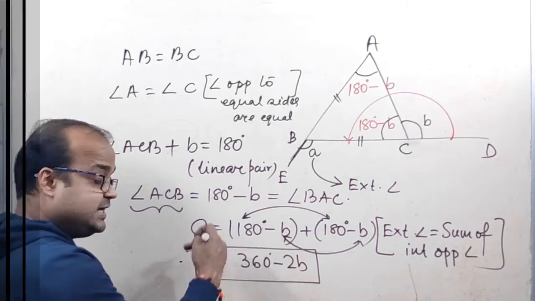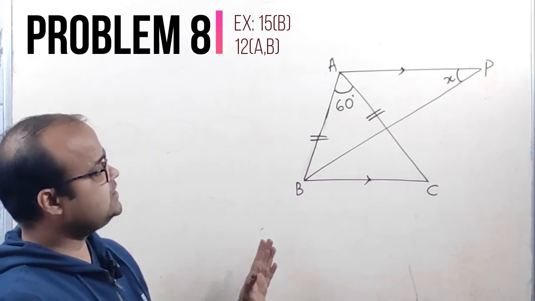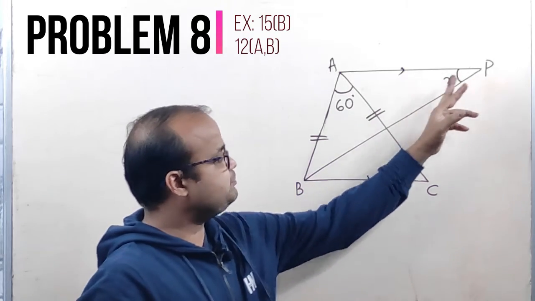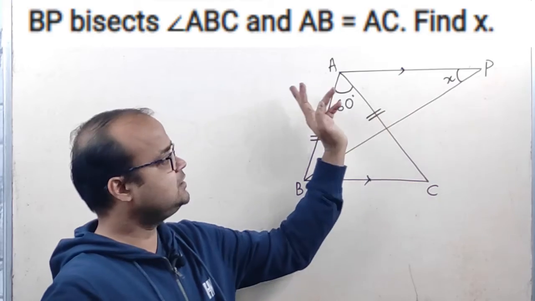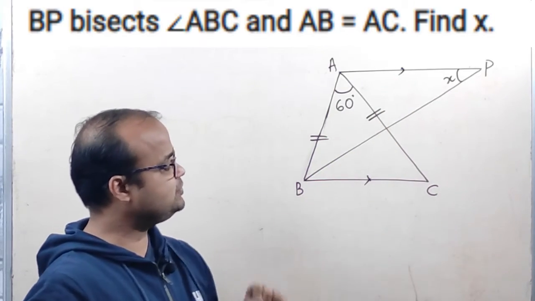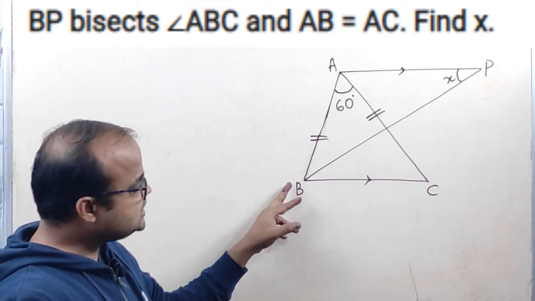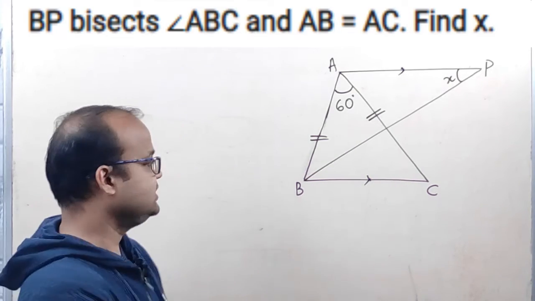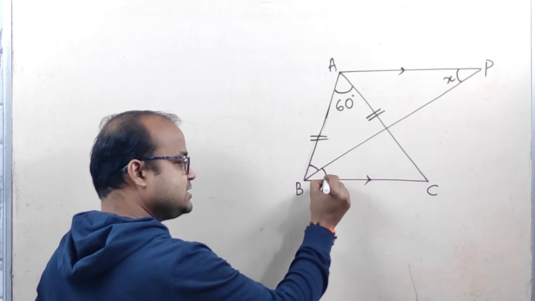Express A in terms of B. Moving into the next problem, it is given that line AP is parallel to BC. This arrow sign indicates the line AP is parallel to BC. Line BP is the bisector of angle ABC. That means these two angles are equal.